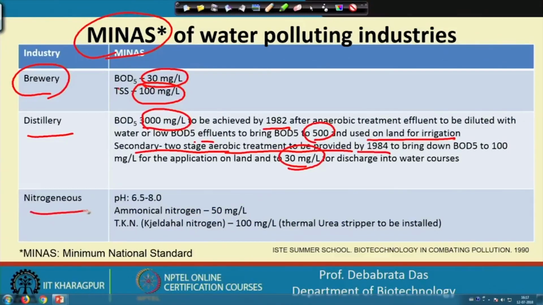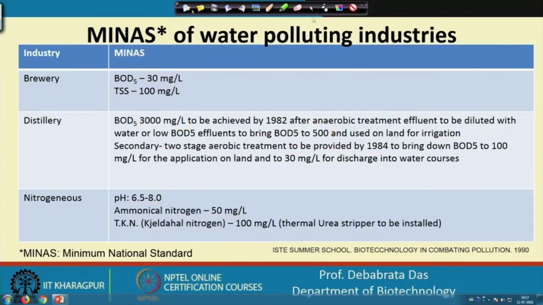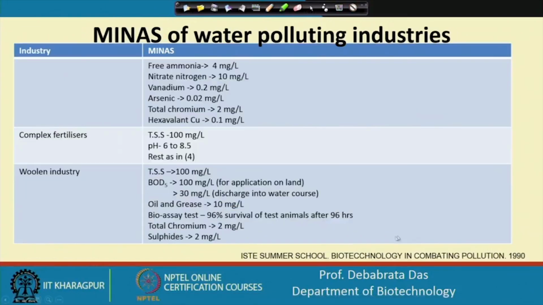The nitrogenous material standard is particularly applicable to the fertilizer industry: pH should be 6.5 to 8, ammoniacal nitrogen should be 50 milligram per liter, and Kjeldahl nitrogen is 100 milligram per liter.